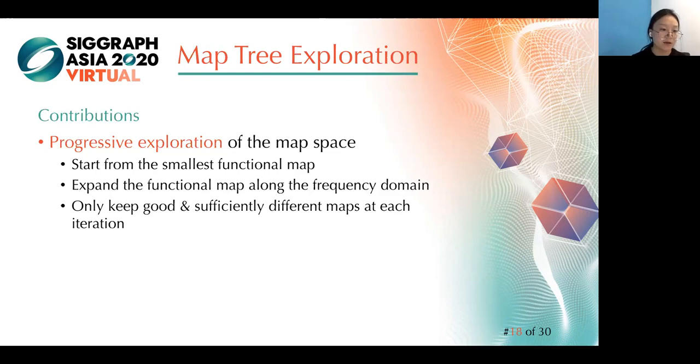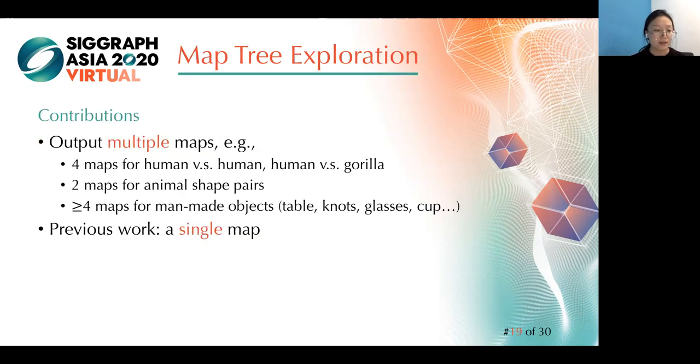You can find more details about how we decide which maps to discard or which maps to keep for further expansion. We continue the expansion until it reaches some termination condition. This allows us to extract multiple maps.